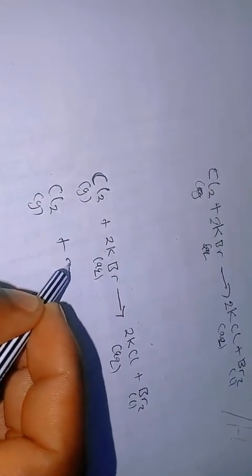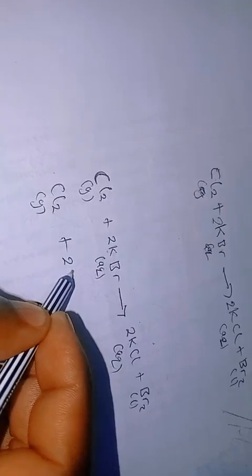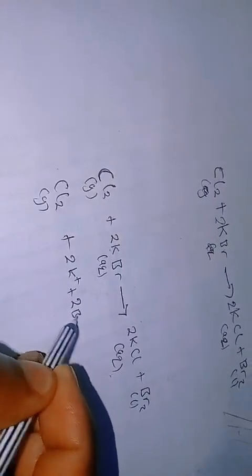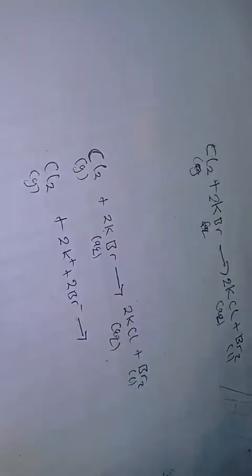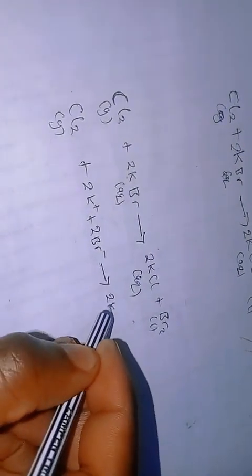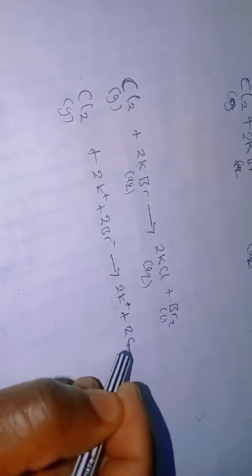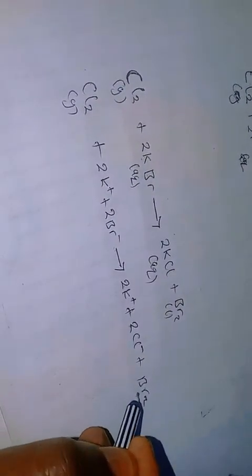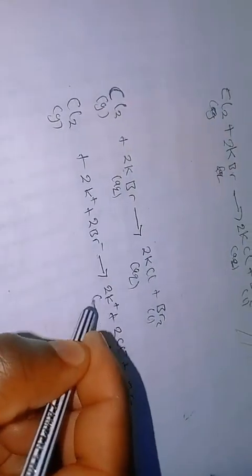So we are going to have 2. That 2 is for K, also for bromine. So 2 K positive plus then the same 2 for bromine, Br negative, okay? Then the arrow, we also split this since it is in aqueous, so we have 2 K positive, then the same 2 also for chlorine, 2 Cl negative plus then Br2, you see the liquid state there. So this is aqueous.